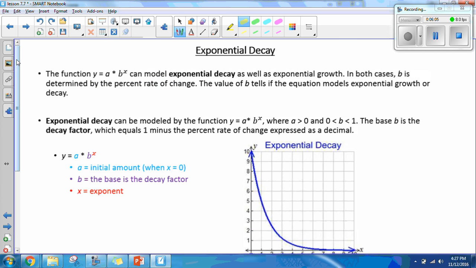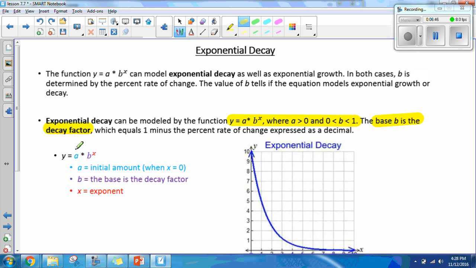Exponential decay. The function y equals a times b to the x power can model exponential decay as well as exponential growth. In both cases, b is determined by the percent rate of change. The value of b tells if the equation models exponential growth or decay. Exponential decay can be modeled by the function y equals a times b to the x power, where a is greater than 0 and b has to be between 0 and 1. The base b is the decay factor, which equals 1 minus the percent rate of change, expressed as a decimal.